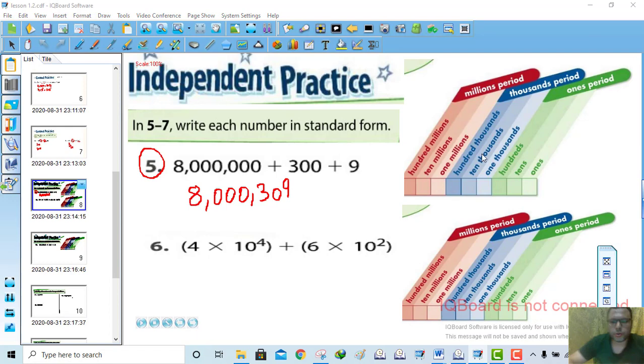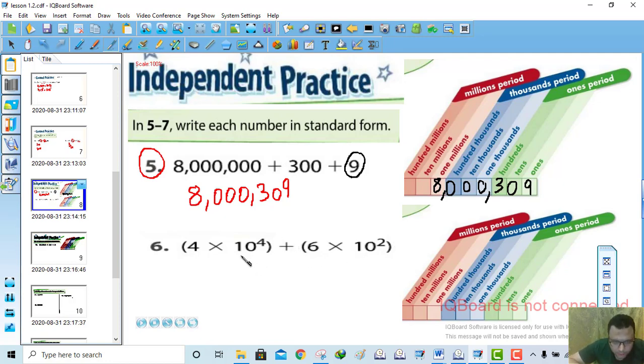And if you are going to use this chart, it will help you a lot. Why? As you see here, we have 8 million. Okay, so I'm going to the 1 million place and I will write 8. 300, so 3 in the hundreds place. Here 3 hundreds. And 9 means 9 in ones, so I will write 9. The others I should fill it with zeros. Yeah. So you read it 8,309,000.